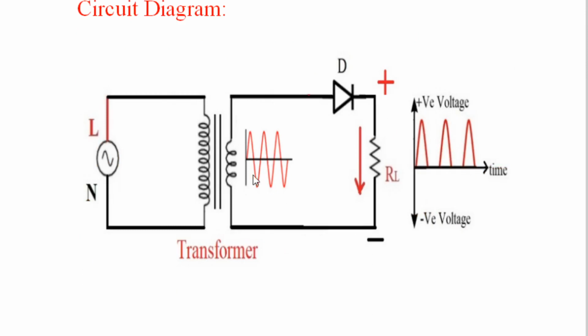Reverse direction. Therefore, in the secondary winding of the transformer, the current flows through the diode, through RL, and goes again to the transformer. So the direction of current will be like this. And this current will continue to flow only during positive half cycle. Current will not flow through this entire circuit during negative half cycle, because the diode is an open switch.